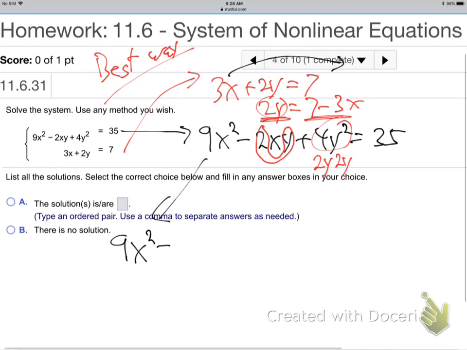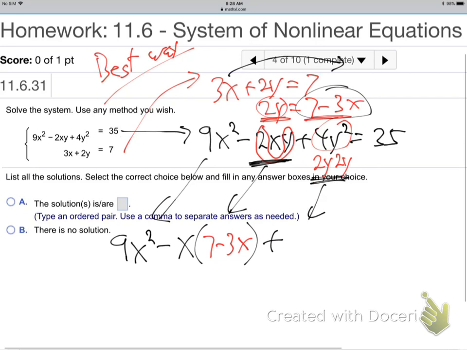So then this would become 9x squared minus, what is this? This is x times 2y, right? And what's 2y? 7 minus 3x. Plus, and then what is this? 2y, 2y. And what is 2y? 7 minus 3x, squared, equals 35. Never touched a fraction. See how that avoids fractions completely? It'll be the same answer, just a little easier. So just another option for you. All right, we've done that problem.